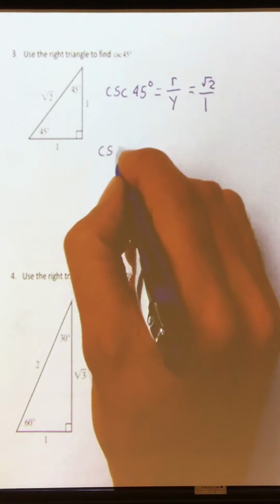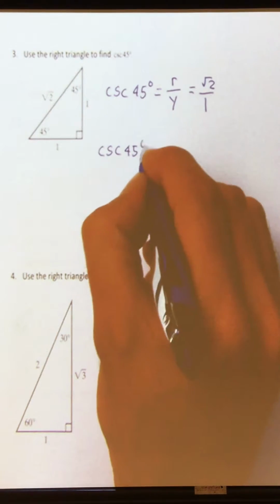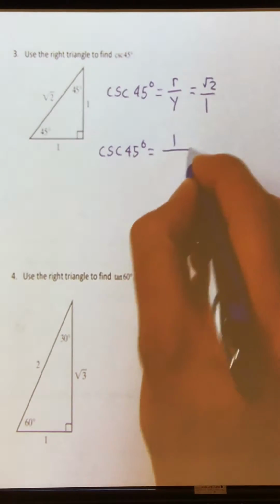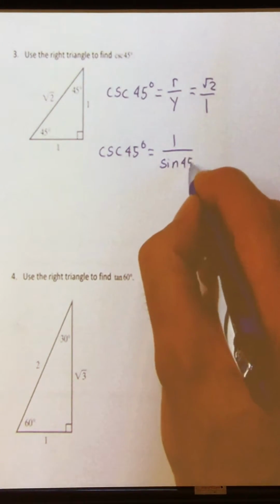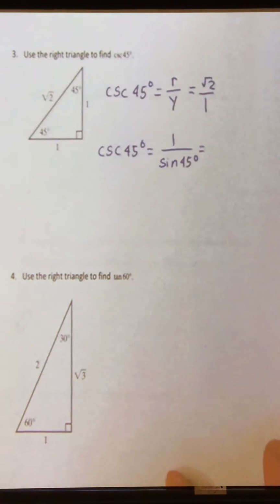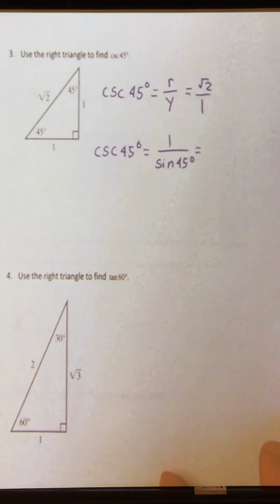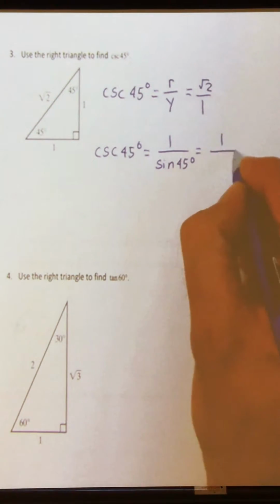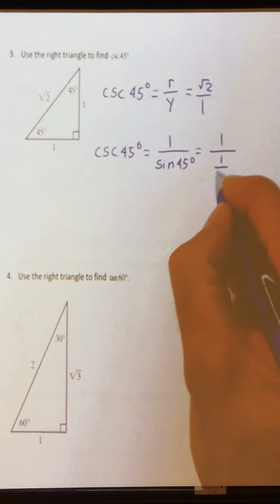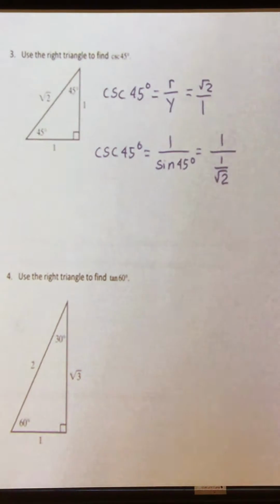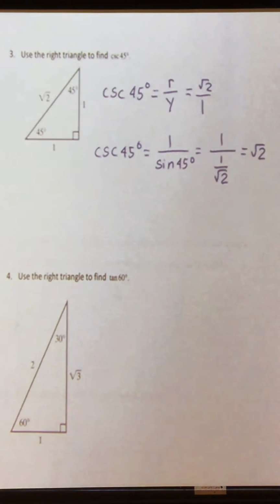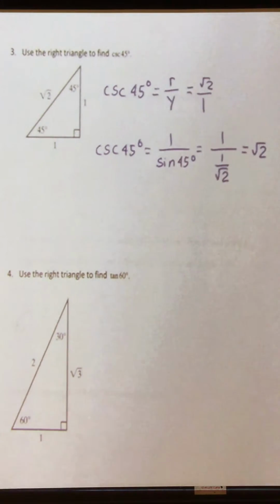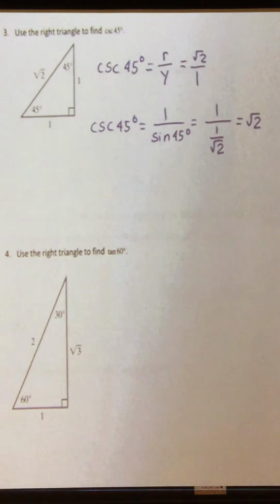Or we could look at it as cosecant of angle is 1 divided by the sine, since the cosecant and the sine are reciprocals. That would then force us to find the sine of 45. The sine of 45 is the opposite divided by the hypotenuse. And when you reciprocate 1 divided by root 2, you get root 2 as above. So both modes of thinking are correct, and here we show you both.